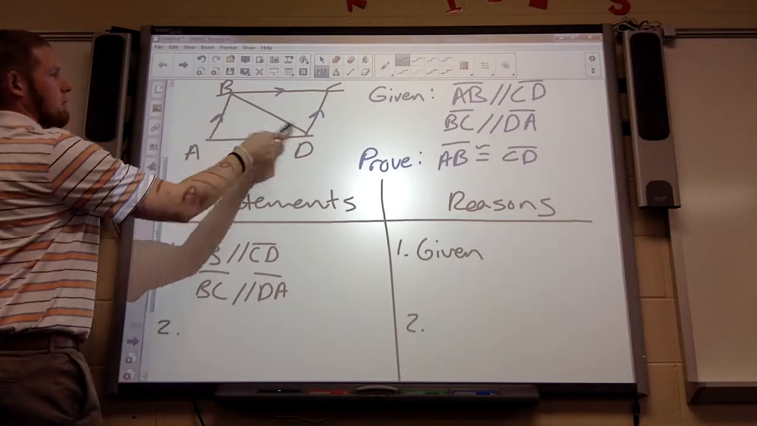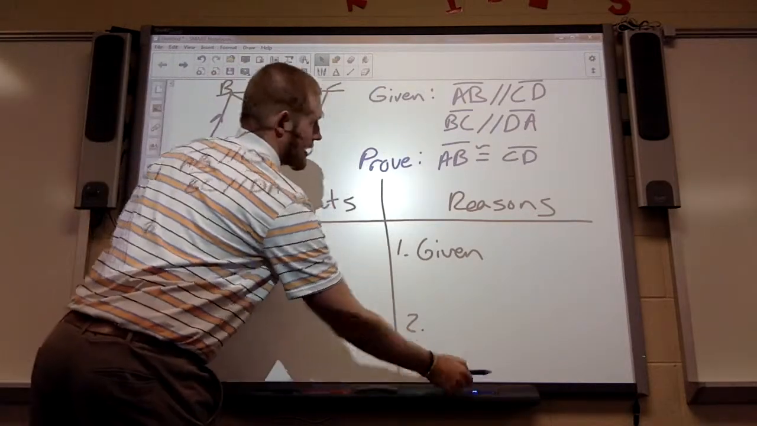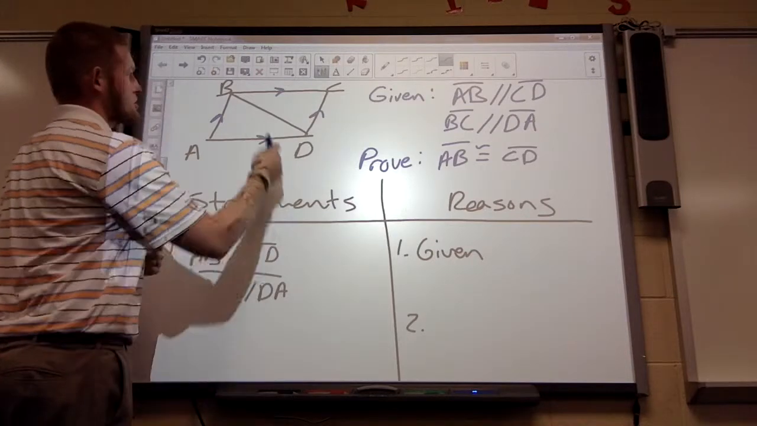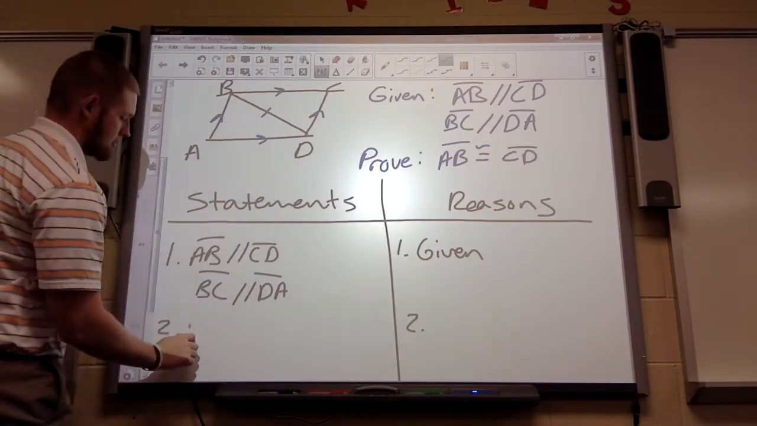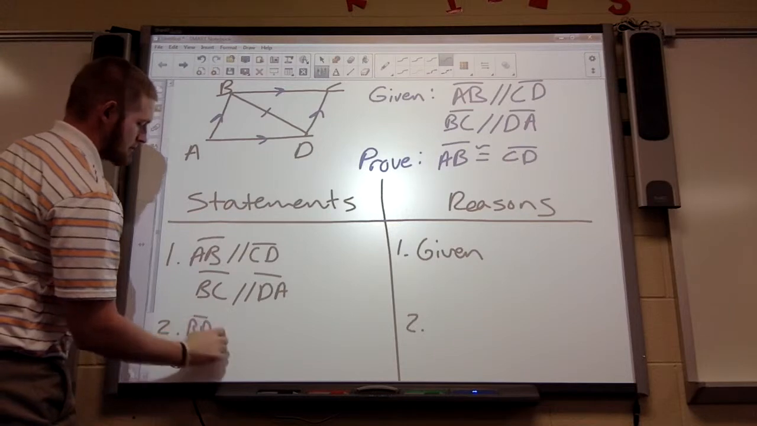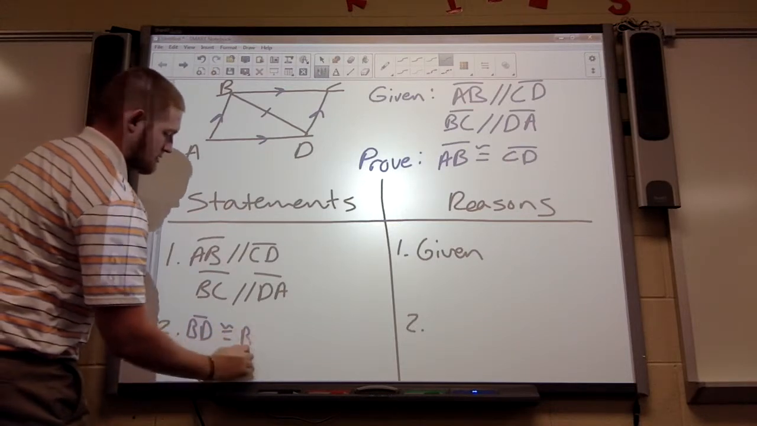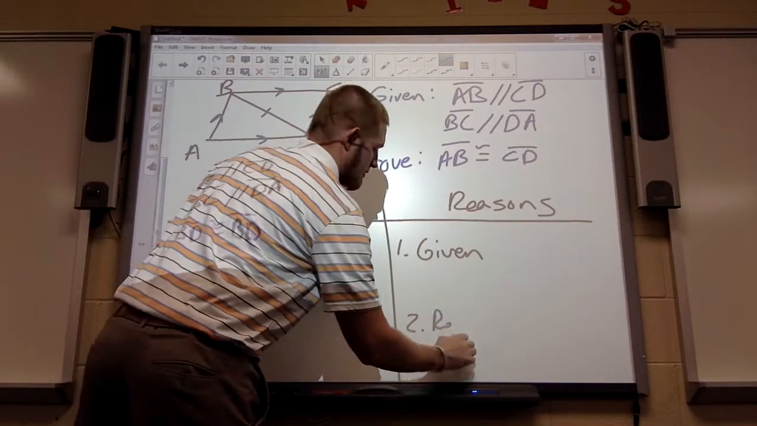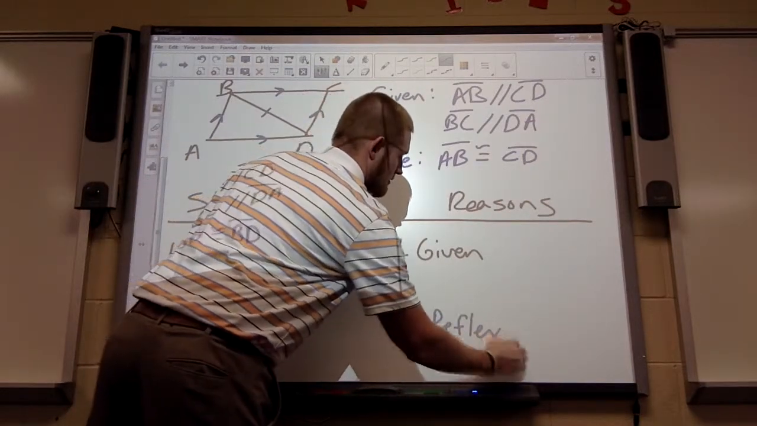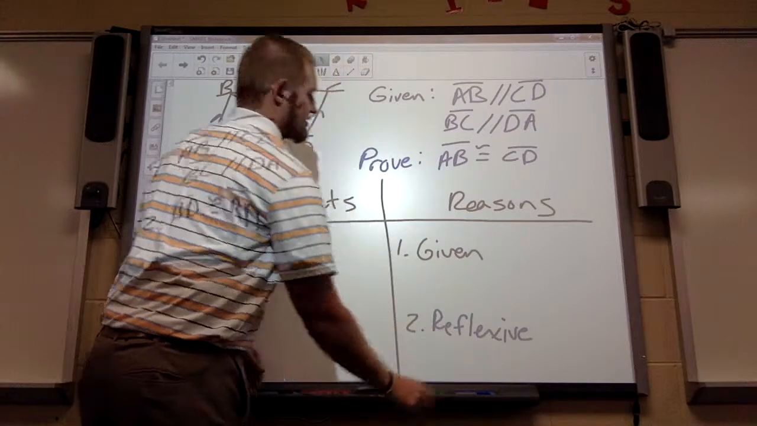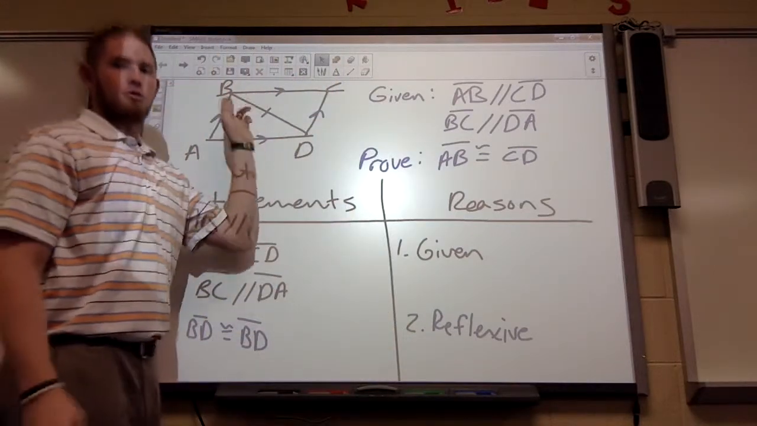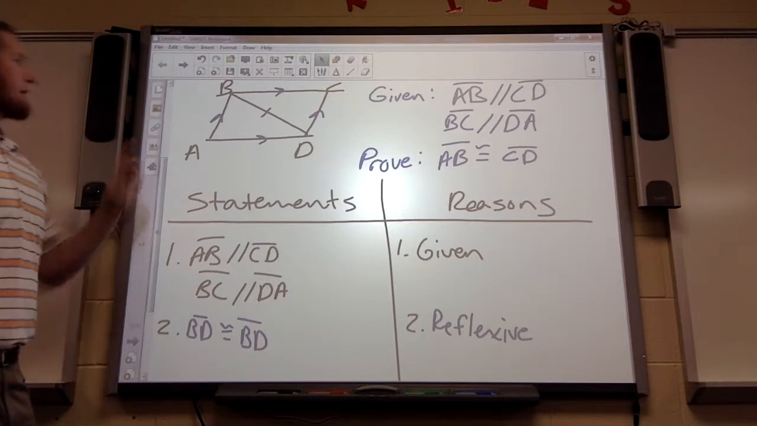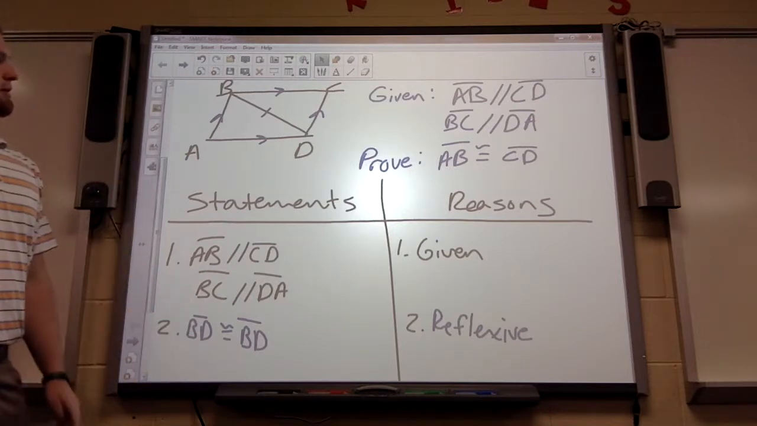Okay, so with that, using our reflexive property, which we've talked about for a long time now, we should know that BD is congruent to BD. And the reason is because it's reflexive. Okay, we know, using the reflexive property, that everything is congruent to itself. So we have that BD is congruent to BD.